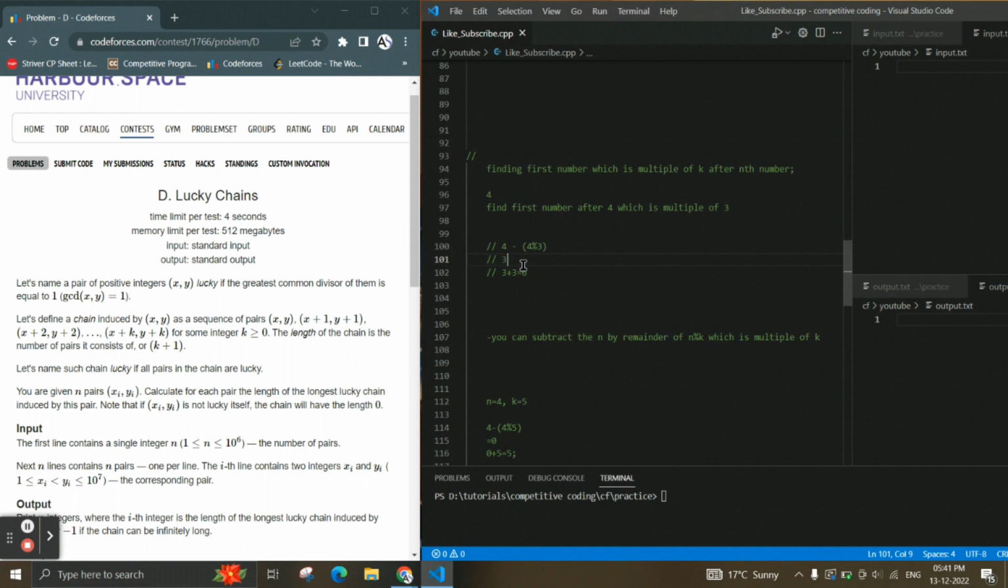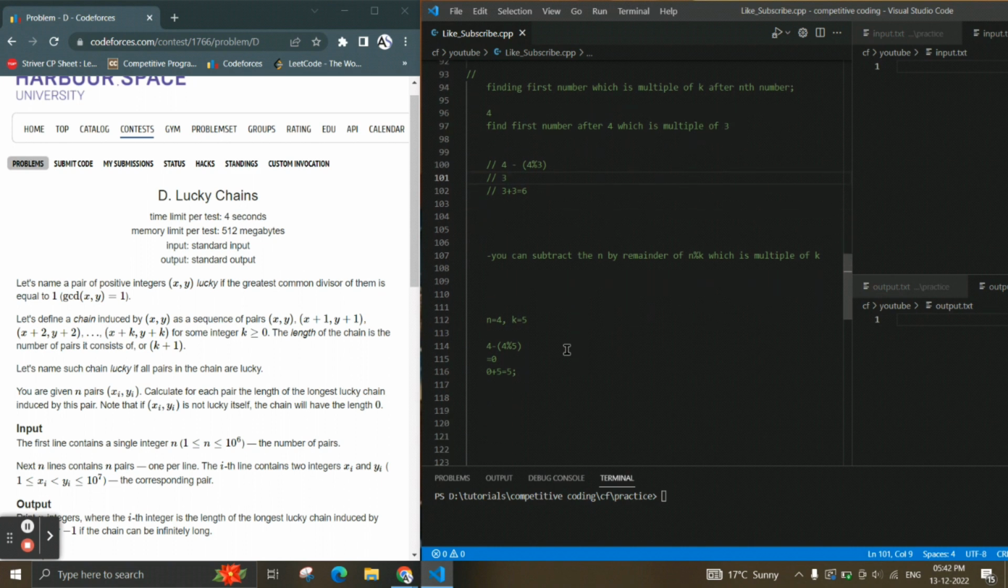So 3 is the number which is less than n and a multiple of 3, and you have to find the number after the 4 which is a multiple of 3. Then you can simply add 3 to the result. So 3 plus 3 will be 6. So 6 is the number which comes after the 4 and which is a multiple of 3.